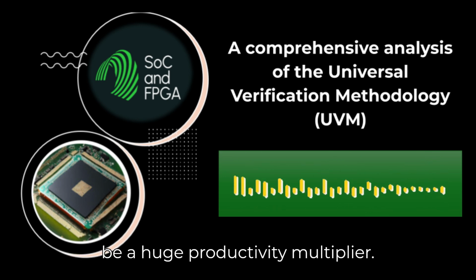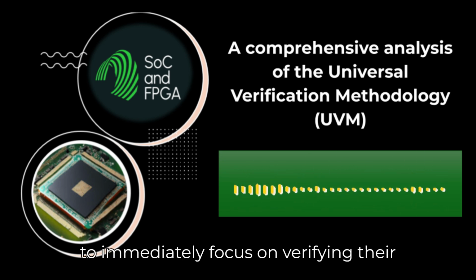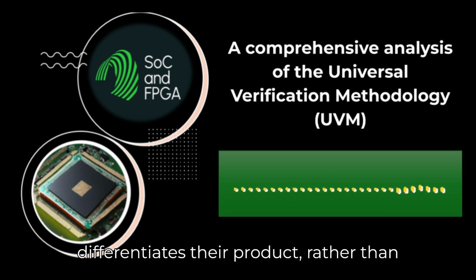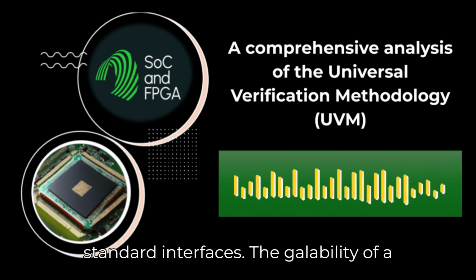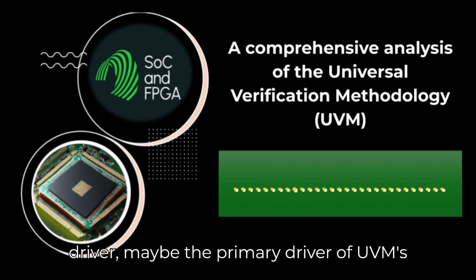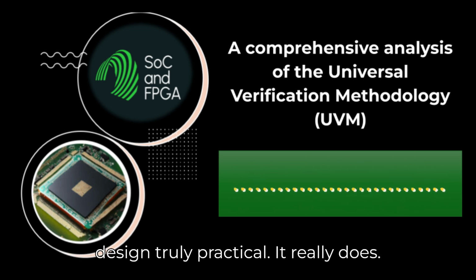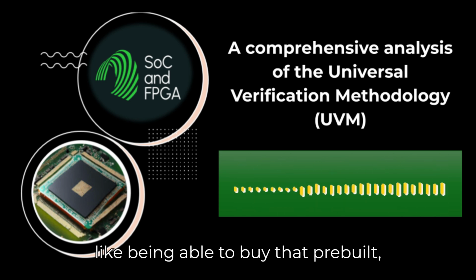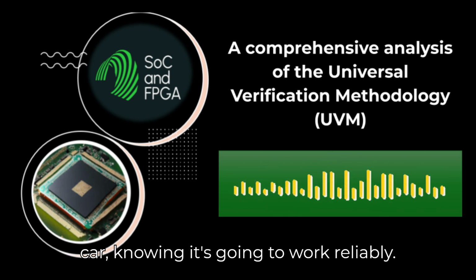That must be a huge productivity multiplier. Immense. VIP allows verification teams to immediately focus on verifying their unique design logic, the stuff that differentiates their product, rather than spending ages reinventing the wheel for standard interfaces. The scalability of a rich VIP ecosystem has been a primary driver, maybe the primary driver, of UVM's widespread adoption. It makes IP-based design truly practical. It really does. It de-risks projects significantly. It's like being able to buy that pre-built, thoroughly tested engine for your custom car, knowing it's going to work reliably.